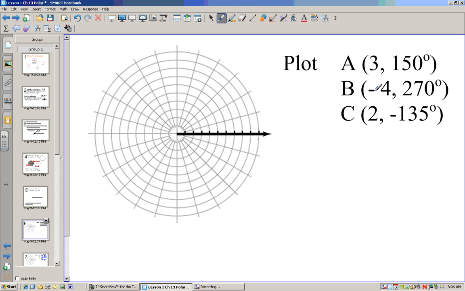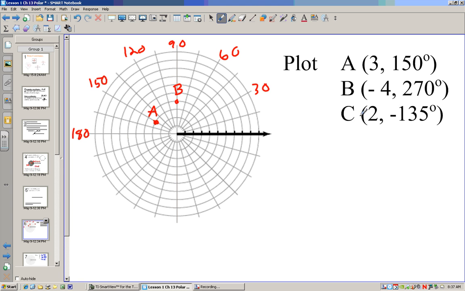Now let's plot some points. This is a graph in polar coordinates. If I want to graph the point (3, 150°), well, we know straight across is 180 degrees. If we do every other, this would be 30, 60, 90, 120, 150. So 3, we count this first one. 1, 2, 3. So this would be our point A. Point B is (-4, 270°). So negative 4 would be going up. 1, 2, 3, 4. That's B.